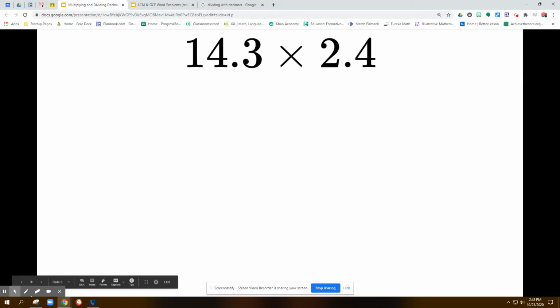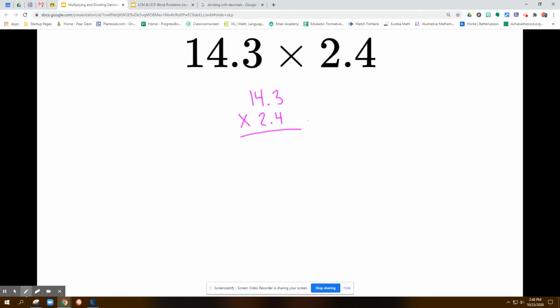Let's check your work for 14.3 times 2.4. So when I am multiplying decimals, we want to make sure that we line them up. So 14.3 times 2.4. Now, I'm going to multiply through as if these were whole numbers. So I'm going to look at this number as 143, and I'm going to look at this number as 24.